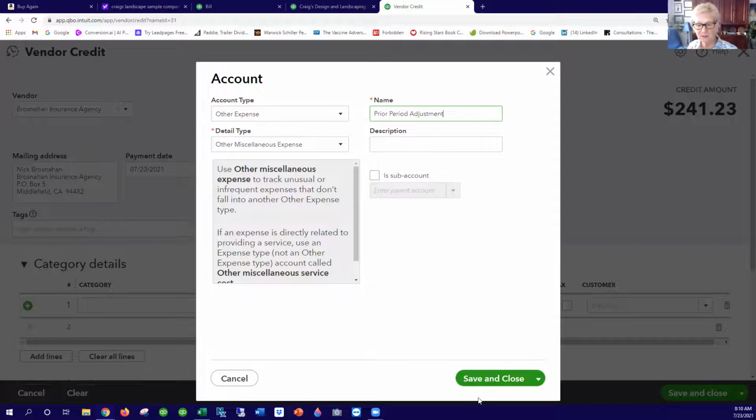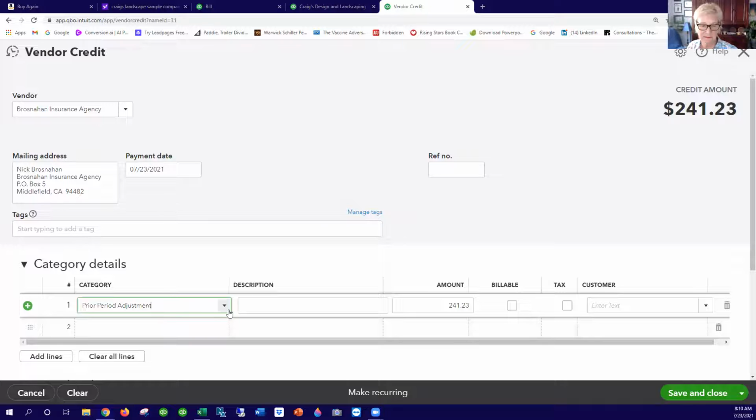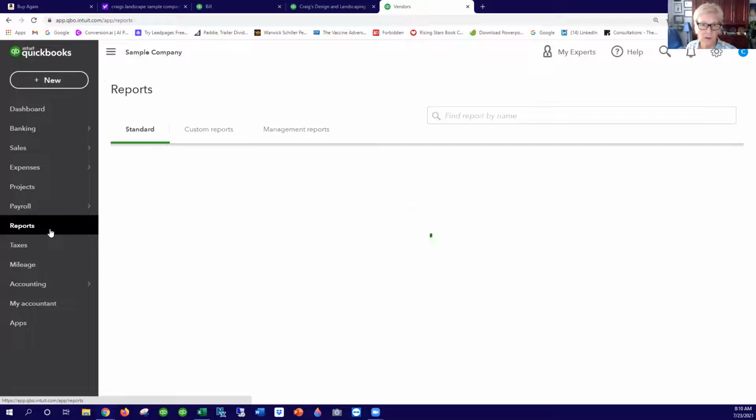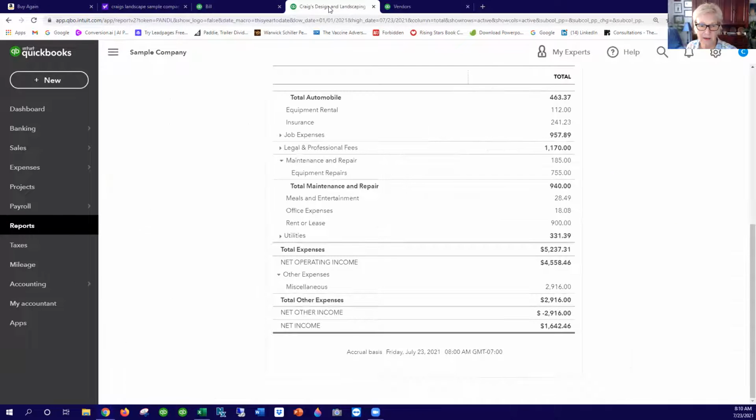And I wouldn't do that every time, it would depend on when I might use it, but that is an option. And we save and close that. First of all, we can see that our balance for Nick is back to zero. And then on the profit and loss report, let's see if I actually might go there. I have several browser windows open.